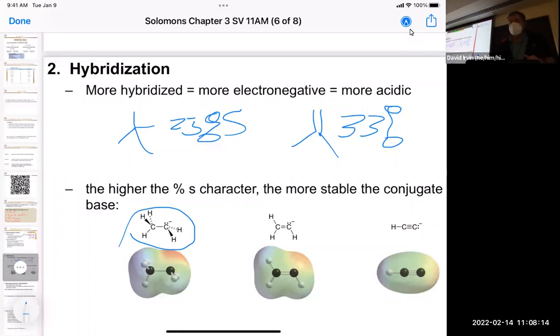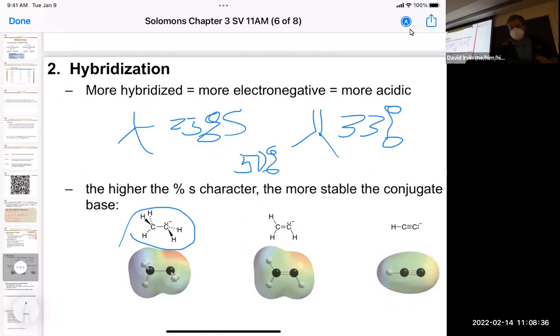Okay. So if we go to our sp hybridized, that's 50% s. One s, one p spread out over two bonds, 50% s. So the s orbital is smaller. The s orbital holds on to those electrons tighter and makes that hydrogen more acidic.